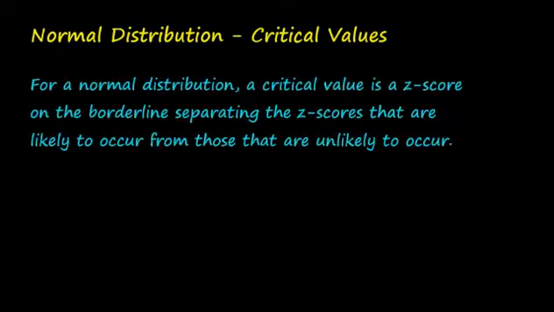In this video, we'll just touch on the notion of critical values. For a normal distribution, a critical value is a z-score on the borderline, separating the z-scores that are likely to occur from those that are unlikely to occur. And our notation for this is z with the subscript alpha. So we'll refer to these more later. That's why we're just starting this discussion here.